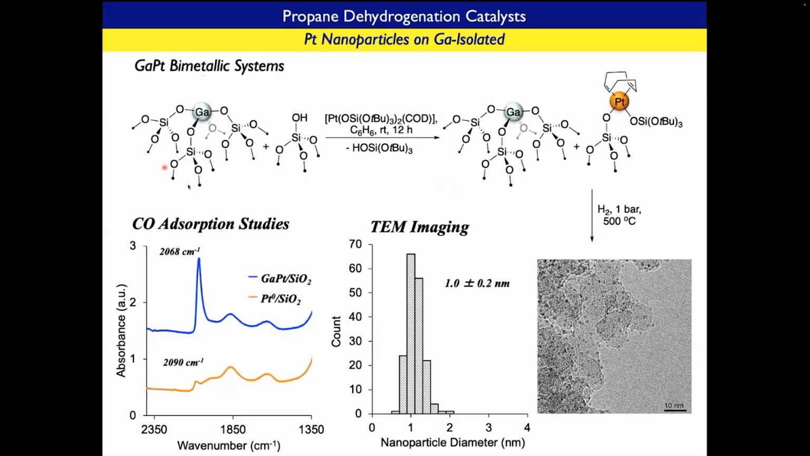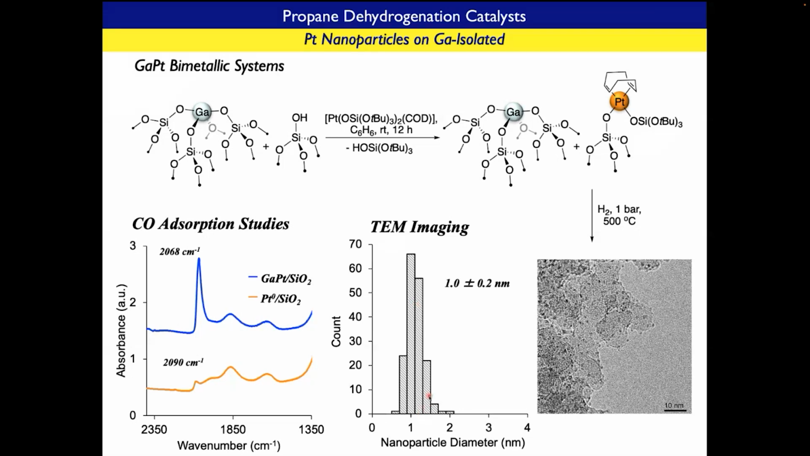So what we did, we took this gallium silicate that I showed you before, where we have 1 gallium per square nanometer, and we have actually 1 OH per square nanometer, and we can graft a platinum compound to generate a bimetallic system where we have a grafted platinum atom and a gallium isolated site. Based on that, we can add hydrogen, and we can see that immediately you can see formation of nanoparticles, which are very small, in the order of 1 nanometer, which is actually quite small for silica.